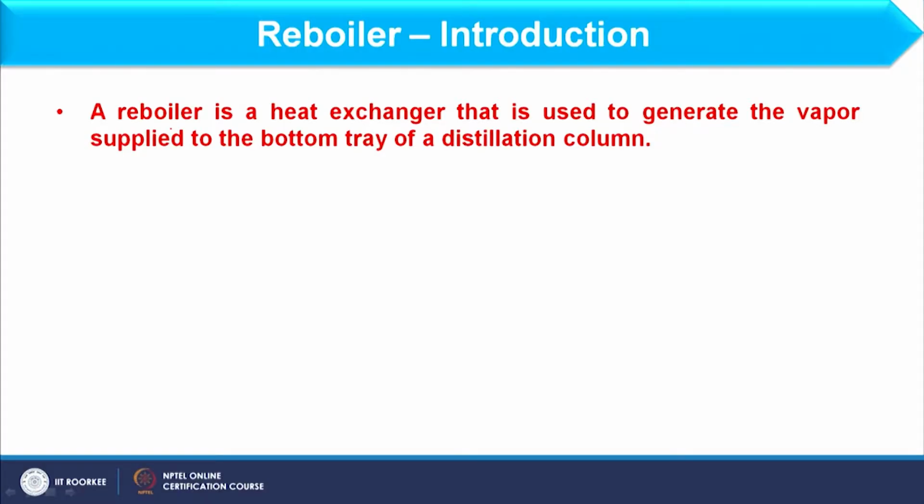Being a chemical engineer, you must have some idea, but let us recall that with the introduction of a reboiler. A reboiler is a heat exchanger that is used to generate vapor supplied to the bottom tray of a distillation column. This is an important unit in a distillation column. It is basically a heat exchanger, specifically used to generate vapor from the liquid exiting the distillation column from the bottom. It enters the reboiler where it is converted into vapor, and the vapor returns back to the distillation column.